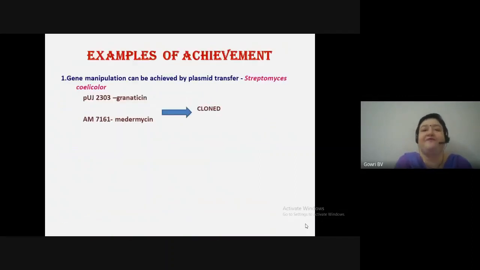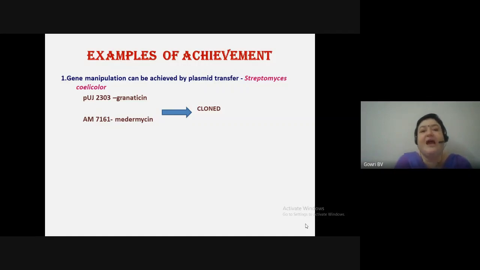So there are a few examples of achievements that have been carried out using rDNA technology in improving strain. The first one is plasmid transfer. Gene manipulation can also be achieved by plasmid transfer, which was done in a strain Streptomyces coelicolor. So there are two plasmids, pUJ2303, that produces an antibiotic granaticin, and pAM7161, medermycin. These two are cloned together to produce a plasmid that can produce granaticin and medermycin.